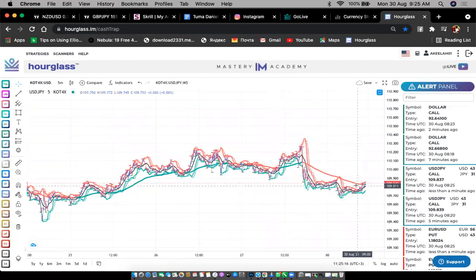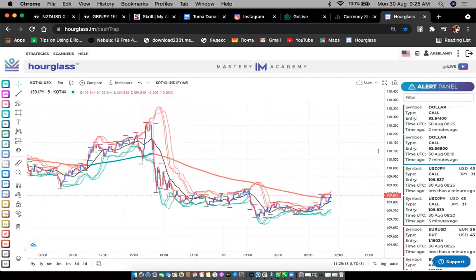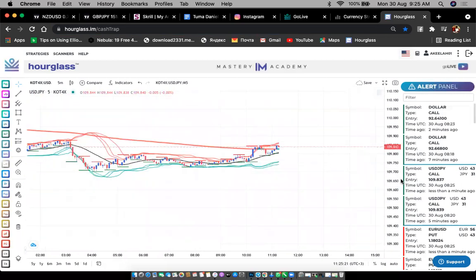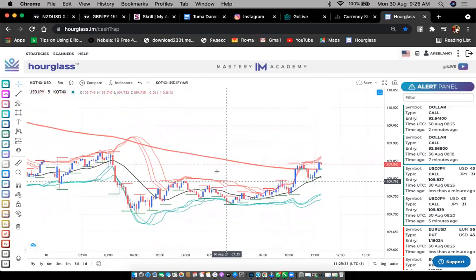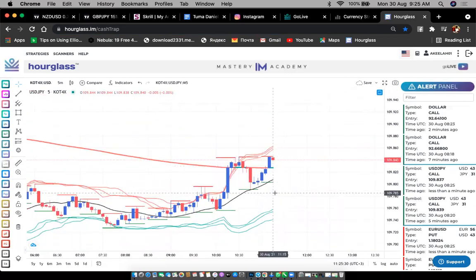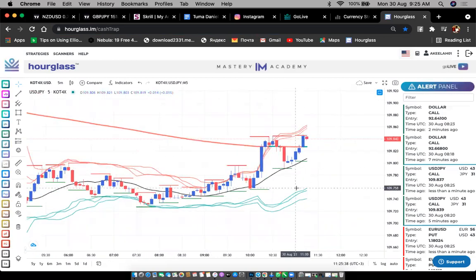It's going down. But it just broke the 200 EMA. This red line, the super trend line, is the 200 EMA, the 200 exponential moving average. It broke it, so we can look for a buy. Now, if I am looking to take a trade on Cashtrap, let me refresh Cashtrap now.